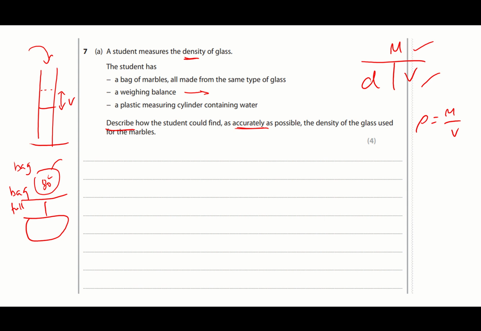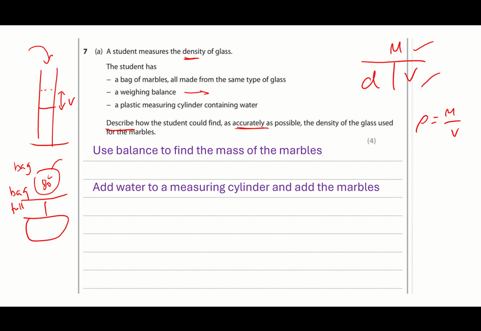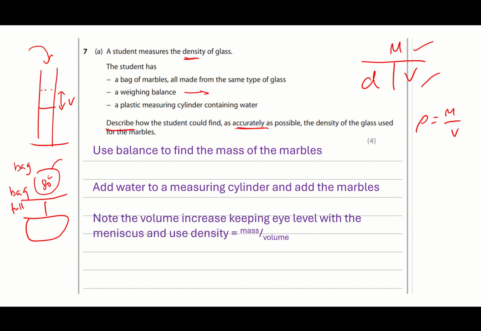So here's your model answer. Use the balance to find the mass of the marbles, 1 mark. Add some water to a measuring cylinder and add the marbles. Note the volume increase, keeping your eye level with the meniscus. So this is the accurately as possible. So remember, have your eye level each time so you avoid parallax error. The next part is, I get a mark for saying density equals mass divided by volume.